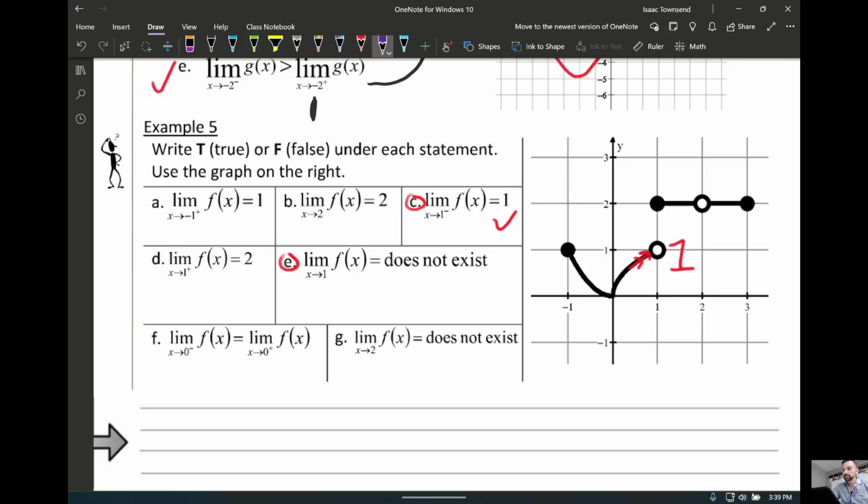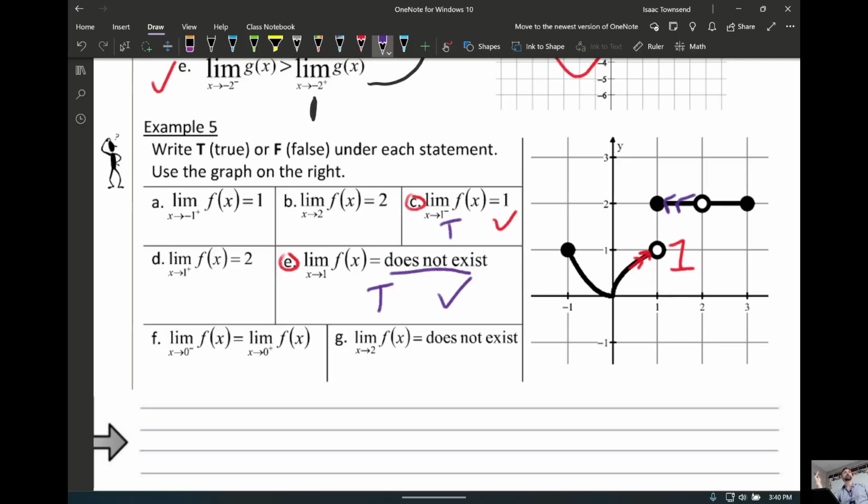Okay, and then as x approaches 1, well, it approaches 1 from the left of 1, that's a mouthful, and it approaches 2 from the right of 1. So if it's a different number from the left and from the right, it does not exist. That is true, too. You okay with those? Okay. Anybody else?